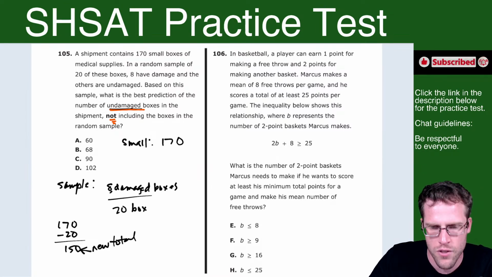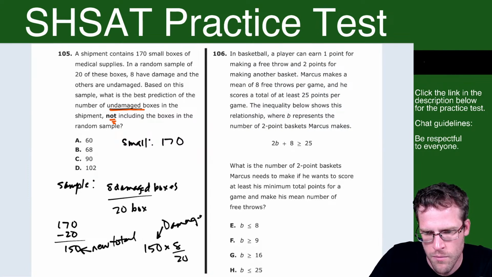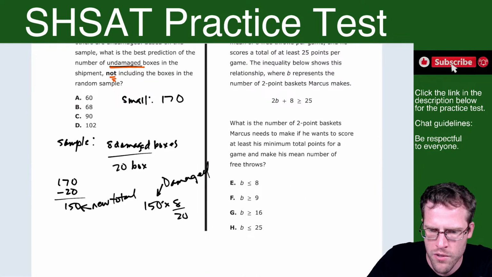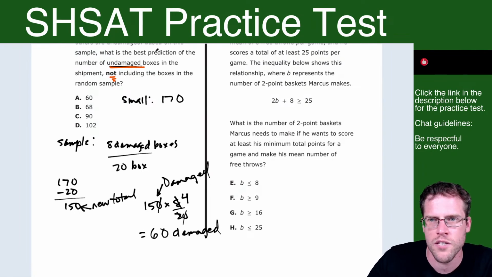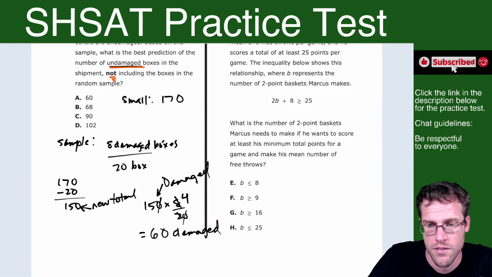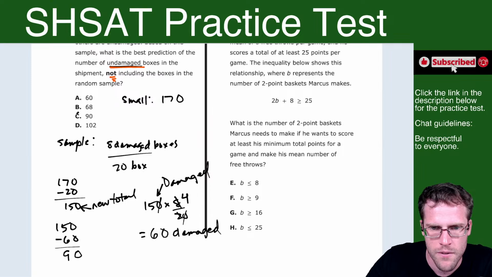So for the 20 boxes sampled, 8 of them are damaged. So we're basically doing 150 times 8 out of 20. But this will tell us how many are damaged. Okay, so how many are damaged? So here I would go like this. Cross off the 0. And now 8 divided by 2 is 4. And 15 times 4 is 60. So 60 are damaged out of the 150 remaining. However, they said, what is the best prediction of the number of undamaged boxes? So if there was 150 left in the new total and 60 are damaged, you subtract here, and this is going to give you 90.